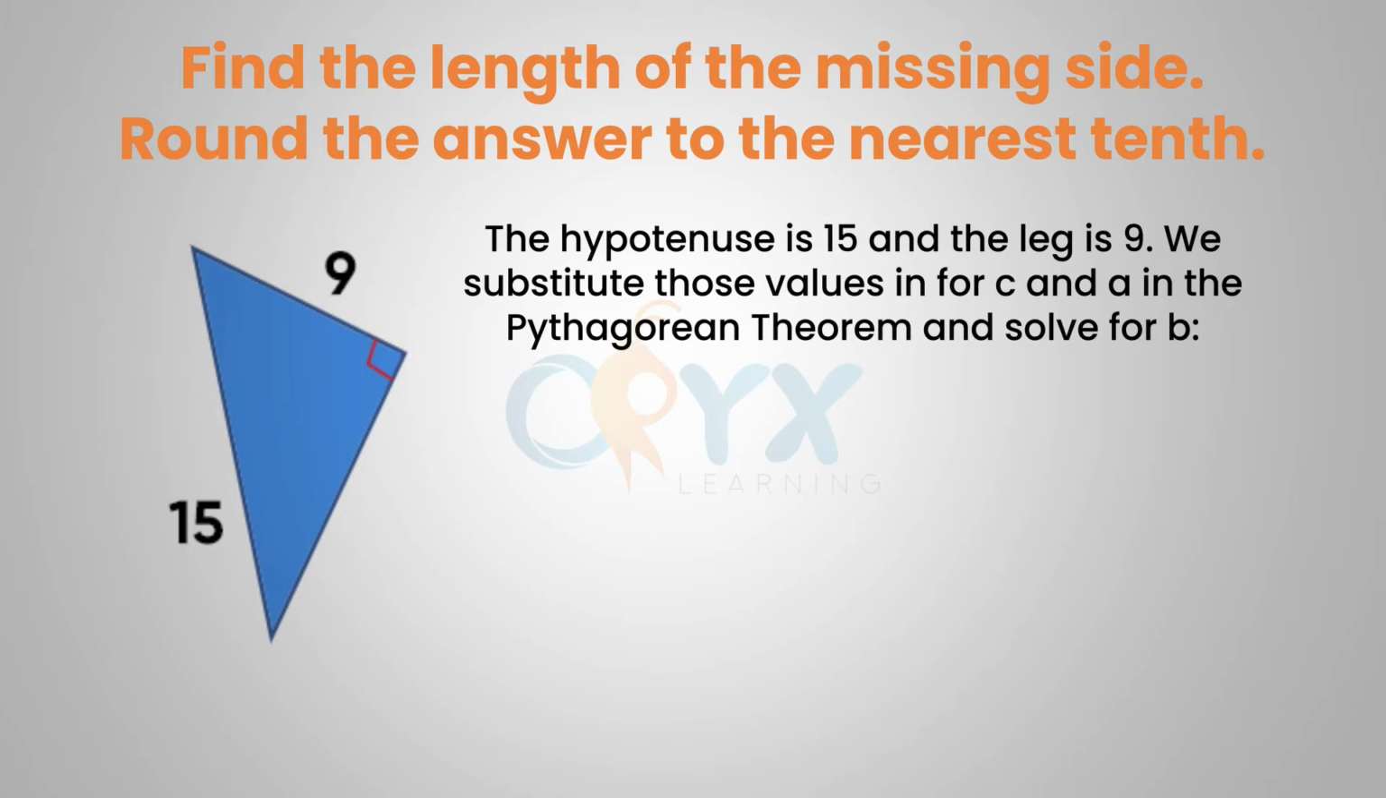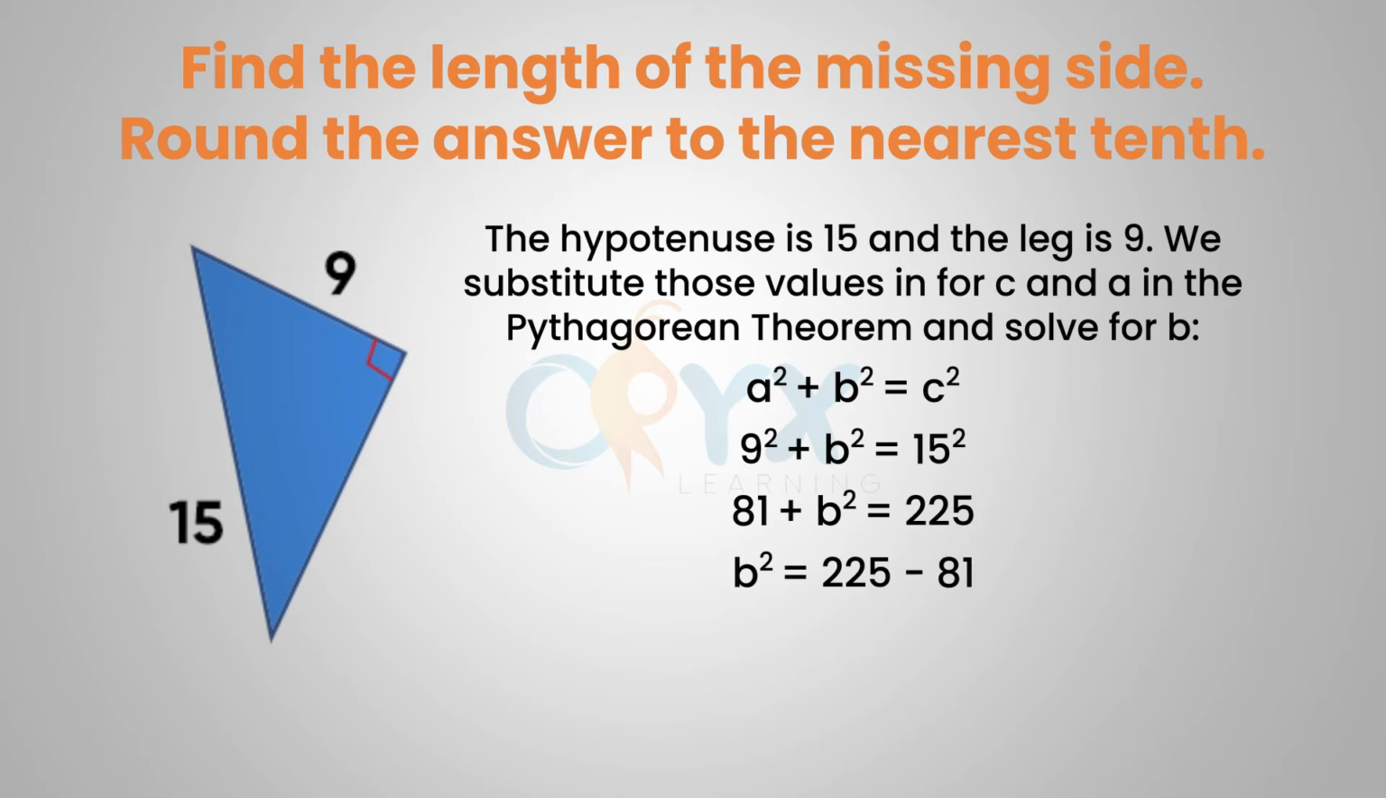So using the Pythagorean theorem, a squared plus b squared equals c squared, and substituting in the values that we know, we get 9 squared plus b squared equals 15 squared. 9 squared is 81, and 15 squared is 225, so this gives us 81 plus b squared equals 225. Subtract 81 from both sides of the equation, and simplify to get b squared equals 144. Take the square root of both sides of the equation, and we get b equals 12.